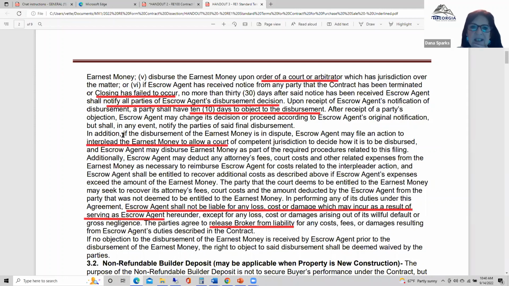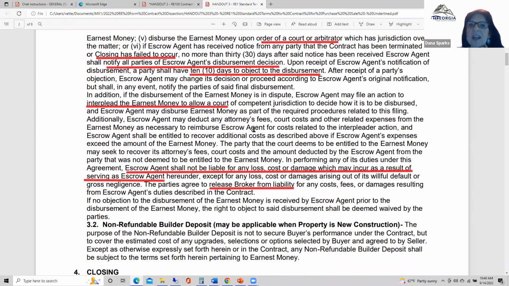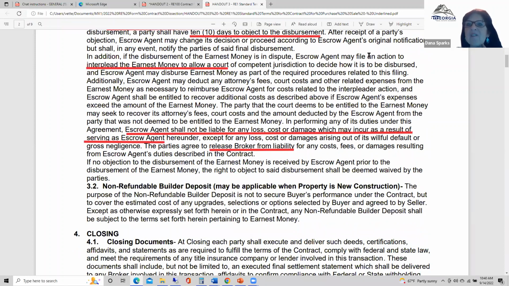It goes on to say, in addition, if the earnest money is in dispute, the escrow agent may file an action to interplead the earnest money and allow a court to decide. That's also in the GAR forms. If the termination was too legally complicated, or if it's too much money, that is the exact same in the GAR and the RE forms. The holder does not have to do the 10-day letter. We can let a judge decide. So Rachel, that's the same in both contracts.